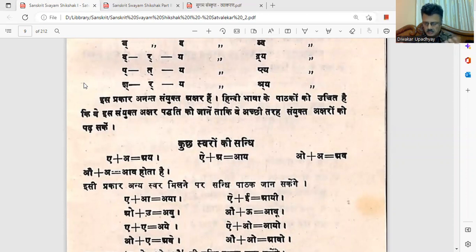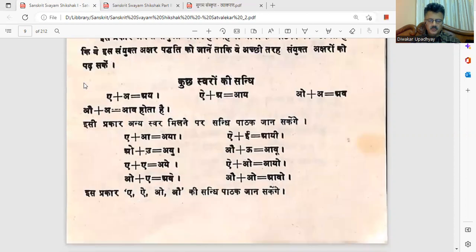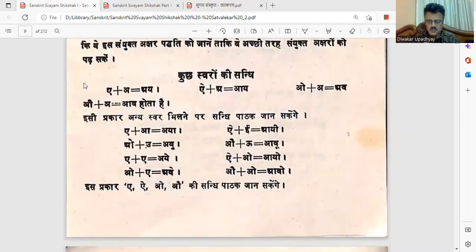So we can make infinite compound words like this. So let's read about some sandhis of this, or how we can combine the sounds, in what combination we can put them together. If you combine A with A, you have Aya. If you combine I with A, you have Aya. If you combine O with A, you have Ava.